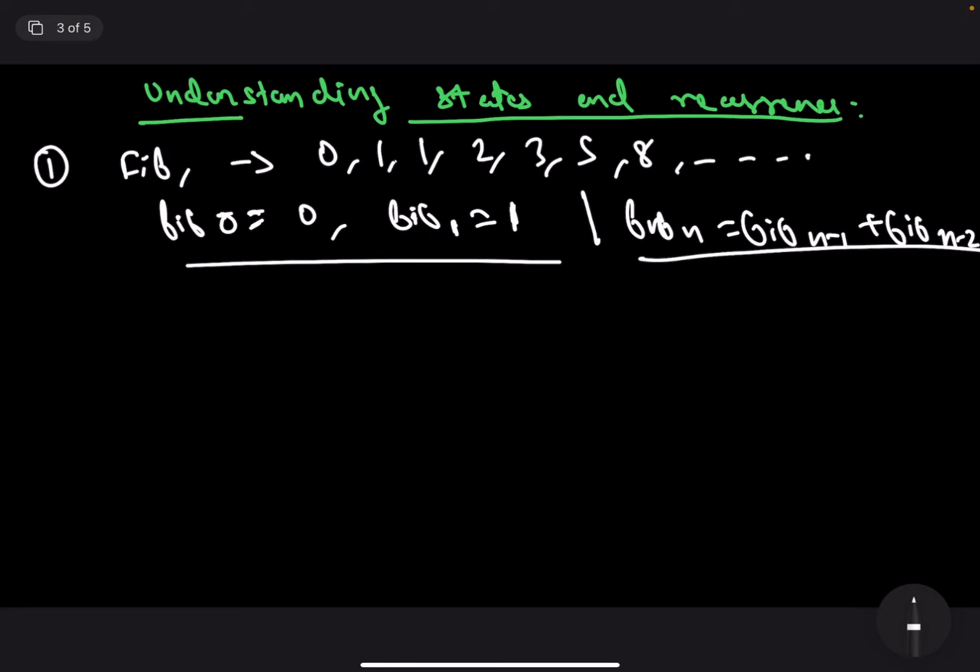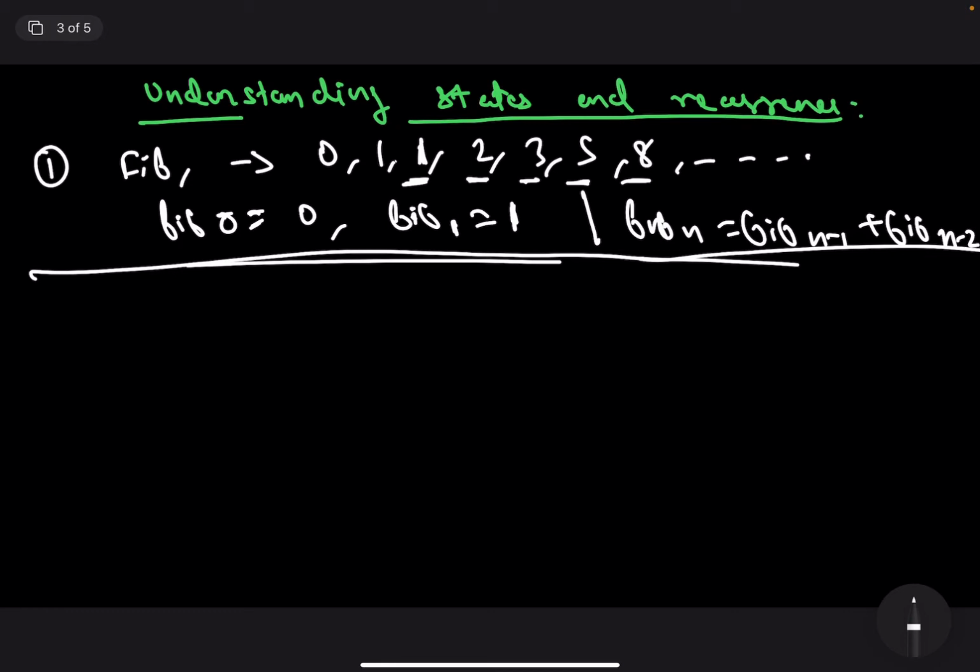So if you notice, Fibonacci of 2 is the sum of Fibonacci of 0 plus Fibonacci of 1, that is equal to 1. Then 1 plus 1 becomes 2, 1 plus 2 becomes 3, 3 plus 2 becomes 5, 5 plus 3 becomes 8. So that's how the series progresses. Now in the context of this problem, we want to apply dynamic programming and learn how to solve this problem with the help of dynamic programming.